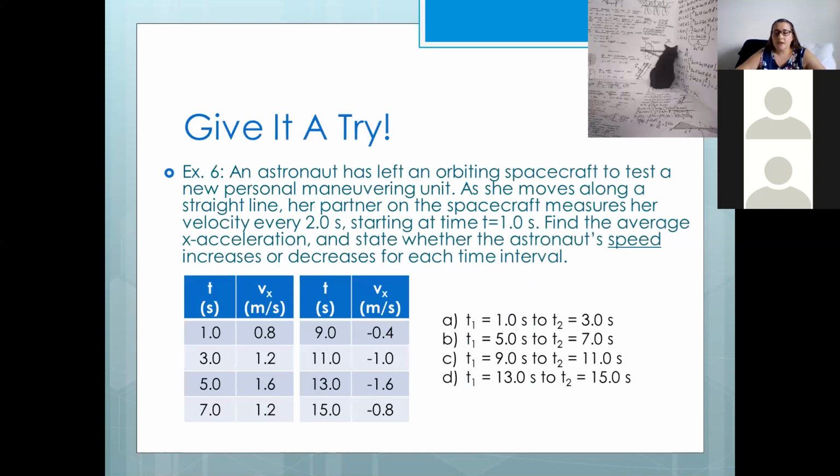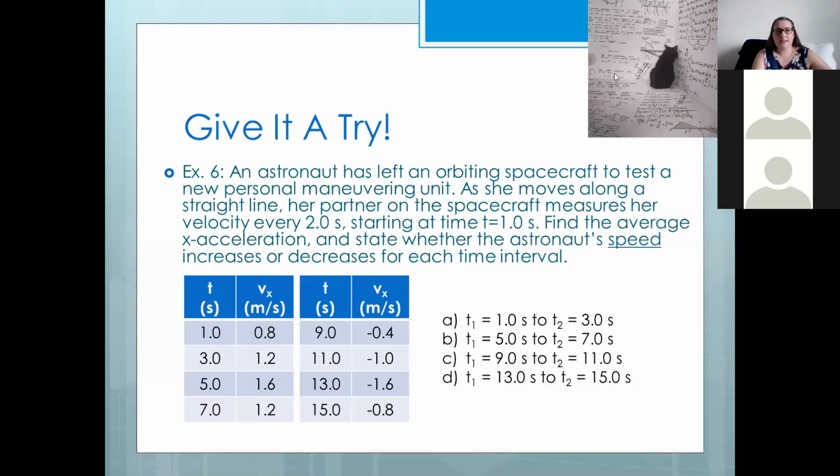All right, here's an example. I want you to give it a try. An astronaut has left an orbiting spacecraft to test a new personal maneuvering unit. As she moves along a straight line, her partner on the spacecraft measures her velocity every 2 seconds, starting at a time of 1 second. Find the average x acceleration and state whether the astronaut's speed increases or decreases for each time interval. So take a couple of minutes. I'm going to pause the recording for just a moment. Take a couple minutes, think through this example, and then we'll come back together and go through the answer.